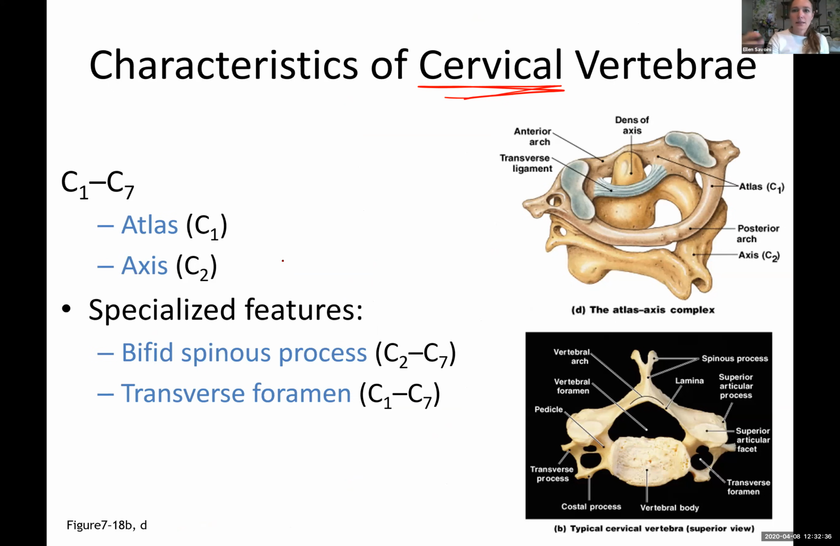Your atlas actually has these little cups right here that I like to say as yes. They help rotate your skull up, forward, and down. So it's saying yes. That's C1. The axis actually has this weird little protuberance that sticks straight up, and that goes up and pivots. That would be your no. So you're pivoting right and left on your axis. And that's C2. Those are just specialized ones.